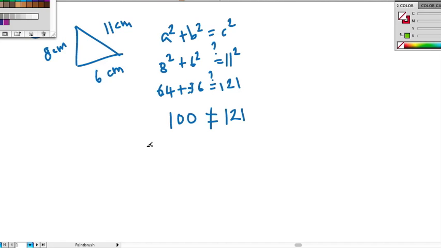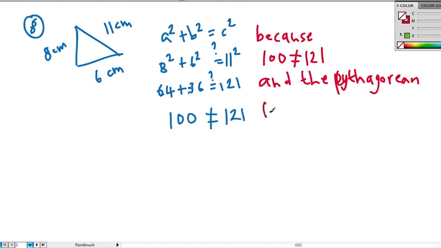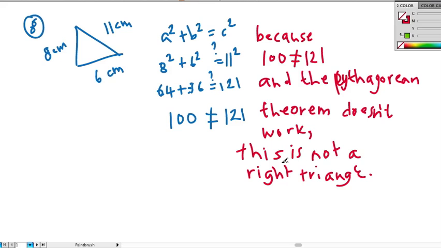It says, prove if she is correct. Now, she said it was a right triangle. So we must say that because 100 does not equal 121, the Pythagorean theorem, hopefully it's going to be neater than me writing it, doesn't work. This is not a right triangle. Alright, hopefully it won't take that long to write it as well.